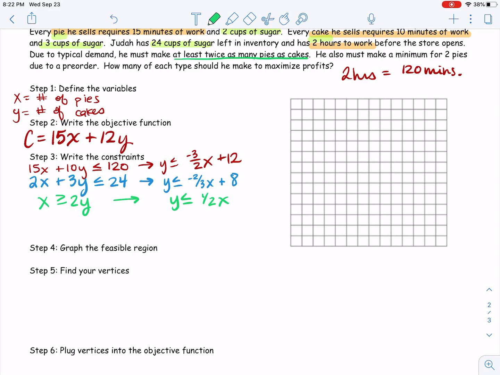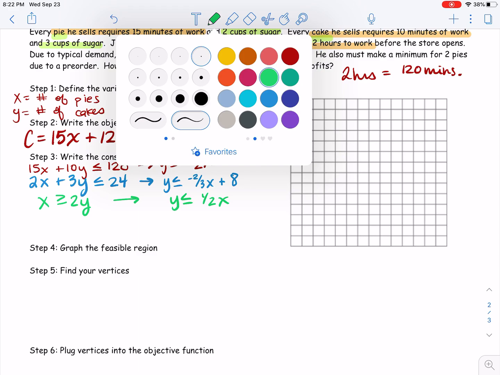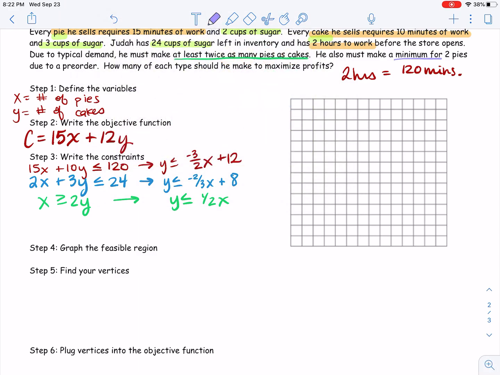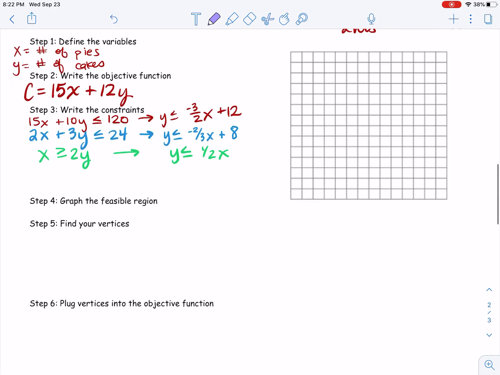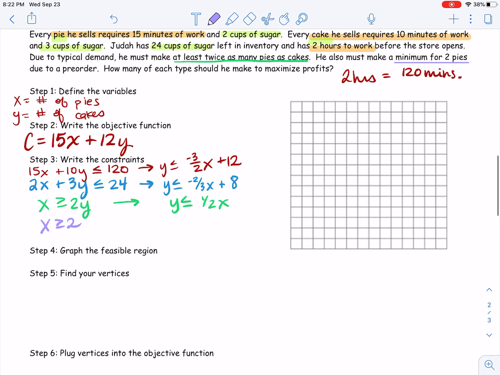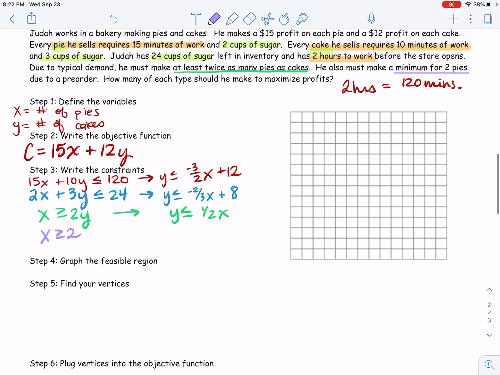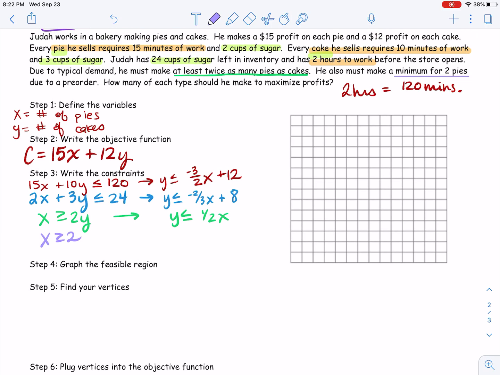I also have another constraint that says he needs to make a minimum of 2 pies due to a pre-order. Pies, x, so that means x needs to be greater than or equal to 2. He has to make at least 2 pies. Also, I know it doesn't state it, but he clearly has to make at least 0 cakes as well. So we can add in the fact that y also needs to be greater than or equal to 0. He has to make at least something for a cake.